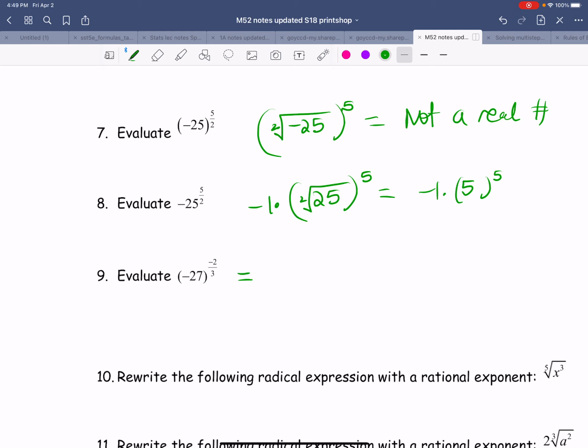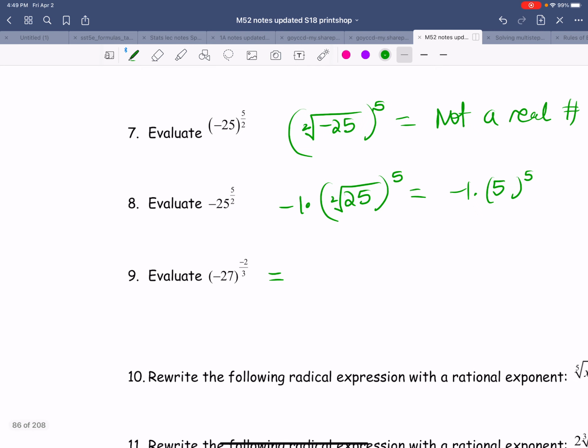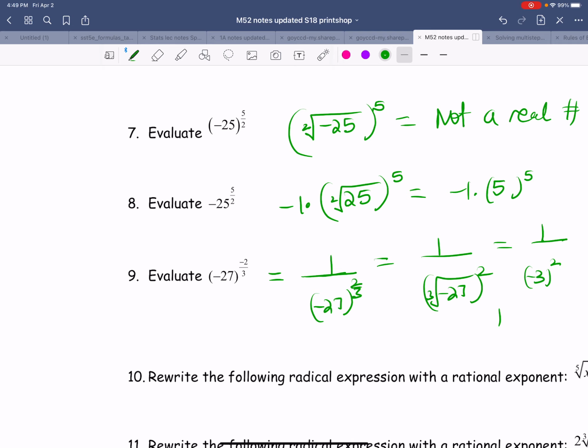Next, we have a negative base and a negative exponent. Remember, we can write it with the positive exponent. So we can write it as 1 over negative 27 to the power 2/3. We can flip the fraction and make our exponent positive. We can bring it in the denominator, make the exponent positive. That's what I just did. 1 over cube root of negative 27 raised to the second power. So it's 1 over negative 3 to the second power, which is 1 over 9.